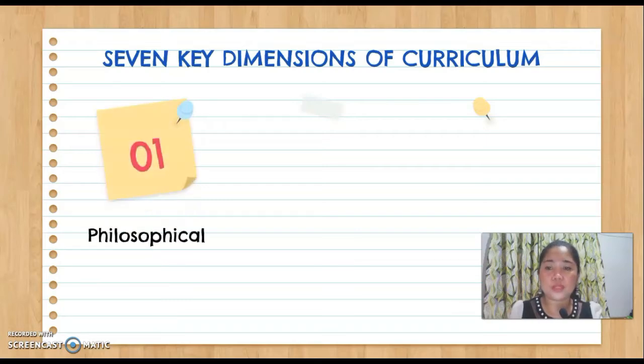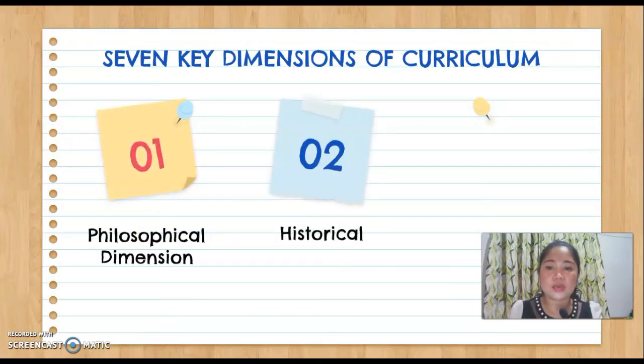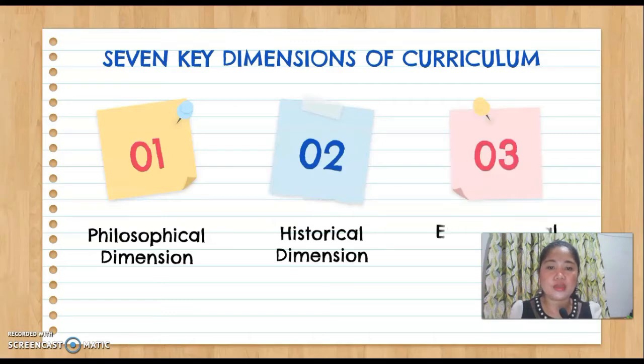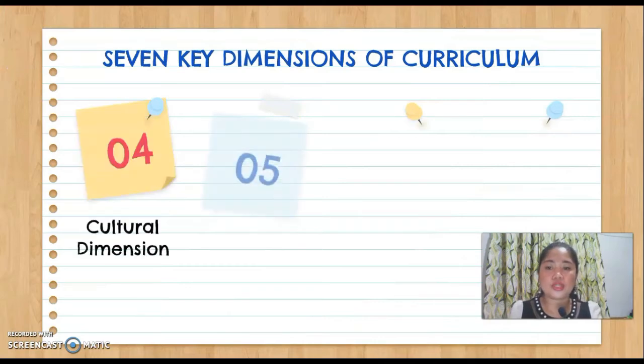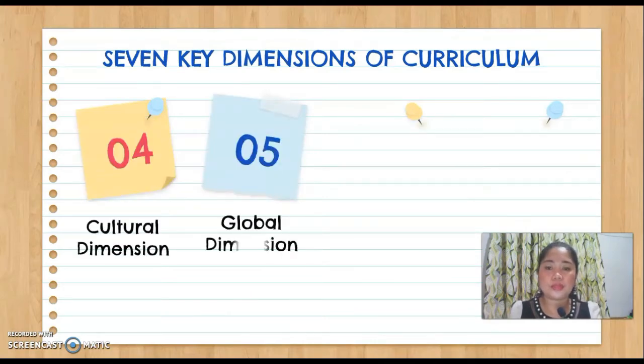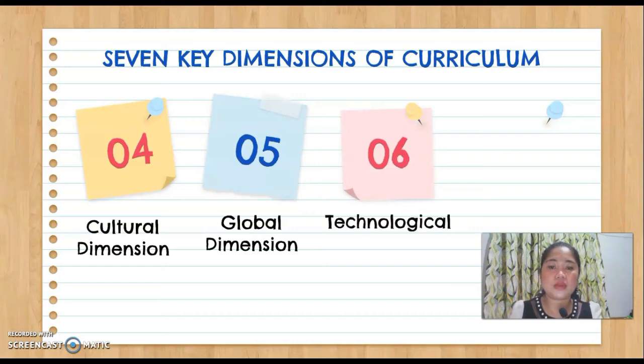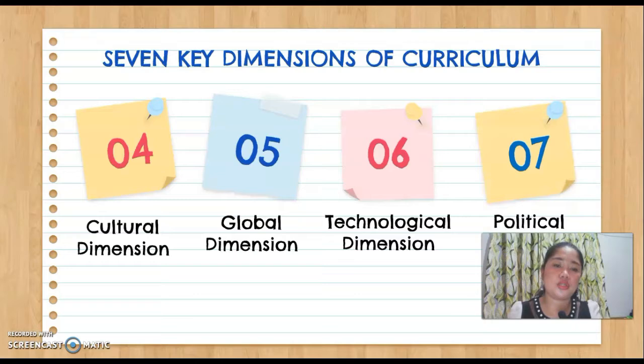First, we have the philosophical dimension. Second, we have the historical dimension. Third, we have the ethical or moral dimension. And fourth, we have the cultural dimension. Fifth, we have the global dimension. Sixth, we have the technological dimension. And the last one, we have the political dimension. We're going to focus more on the political dimension.